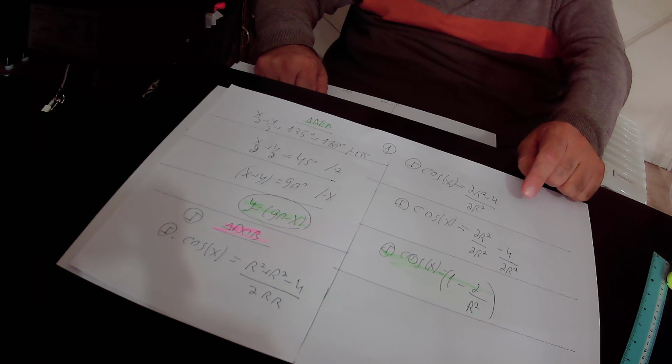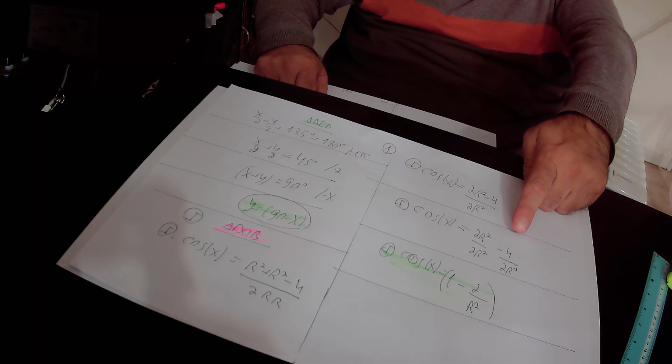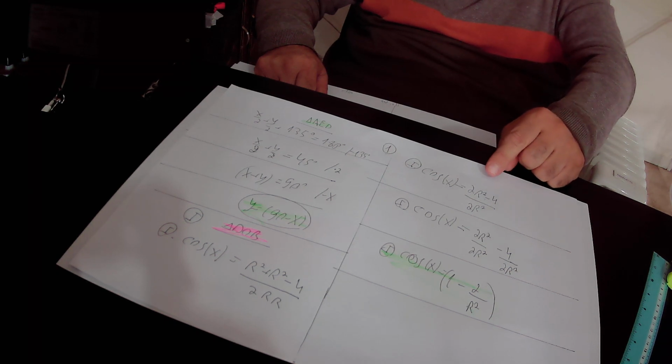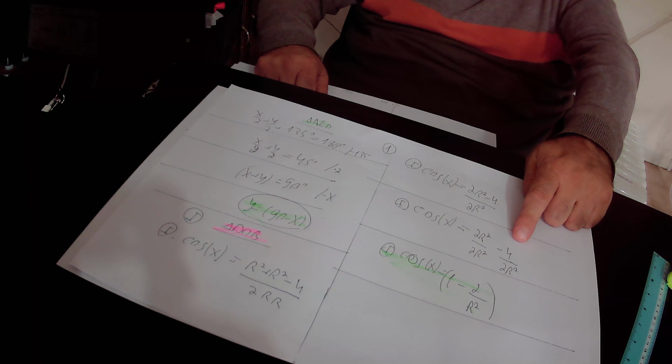So cosine x equals 2r squared over 2r squared minus 4 over 2r squared. We actually split this expression into two parts. The first part is 2r squared over 2r squared, and the second part is minus 4 over 2r squared.